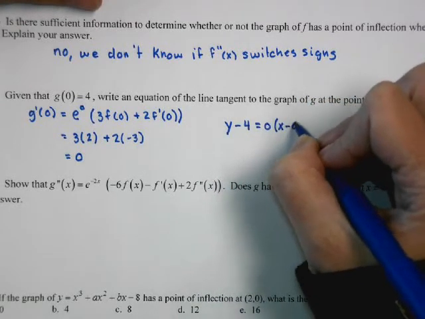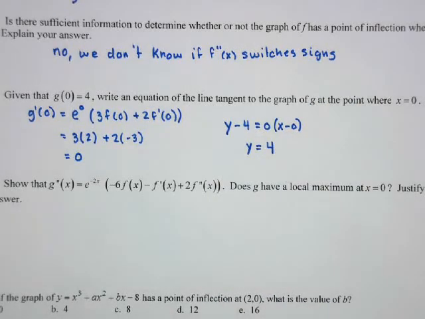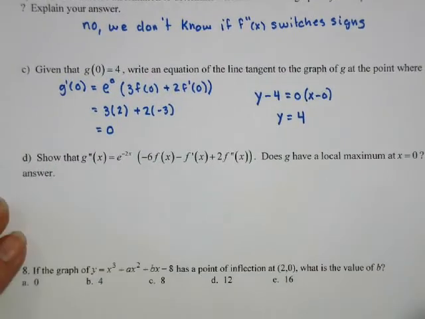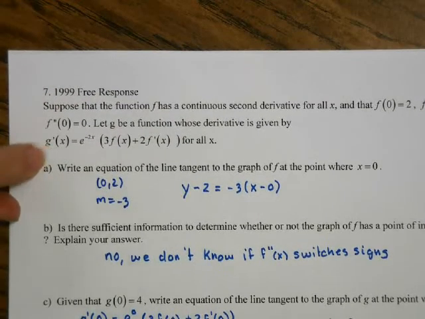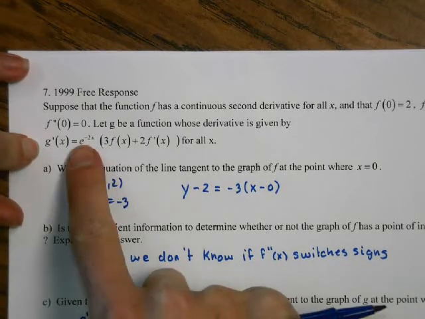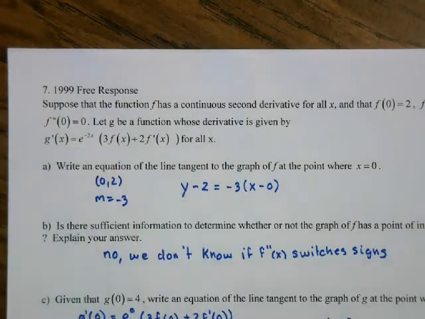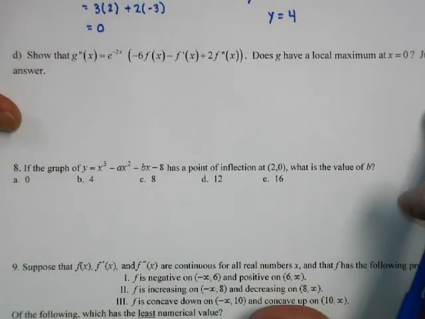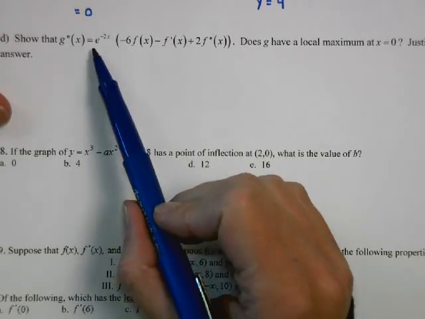In part D, it says show that g double prime of x is equal to e to the 2x and all that. So we are taking this derivative. So this is going to be a product where we're going to have the derivative of this times this plus the derivative of this times this, and then we're going to do a lot of simplifying to get it to this format. And this is something that AP will do, is they'll show you what it is so that you can answer the second part of the question even if you can't do the derivative.